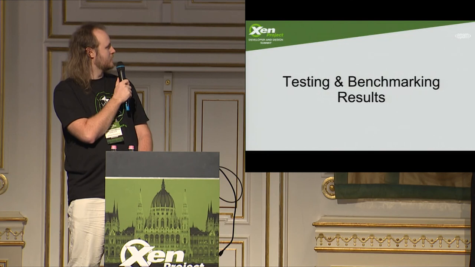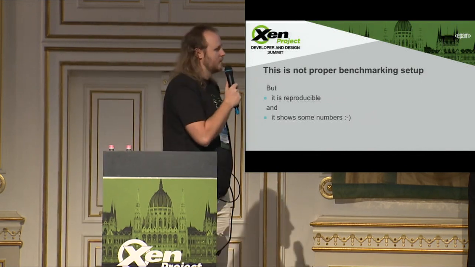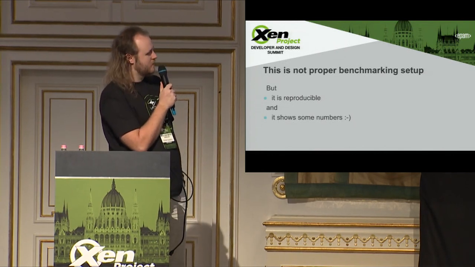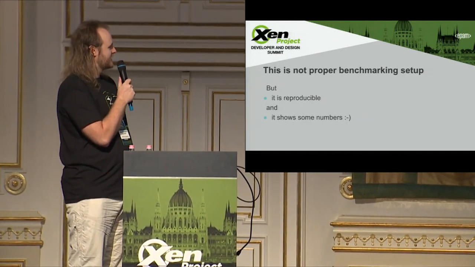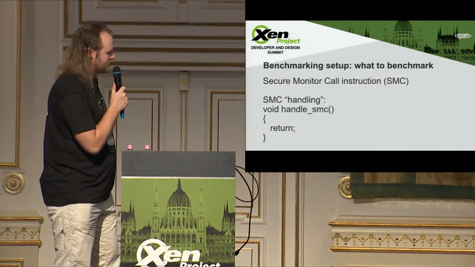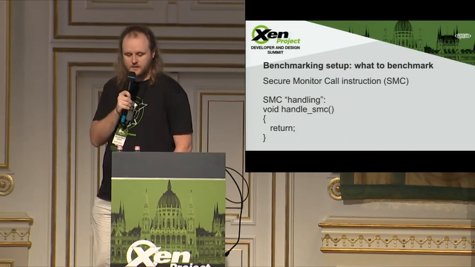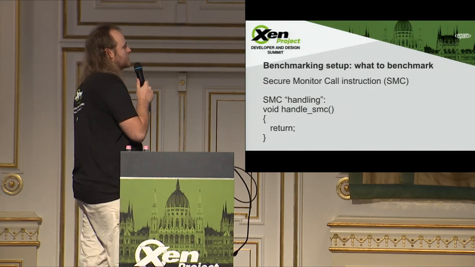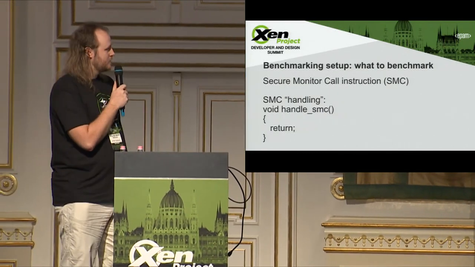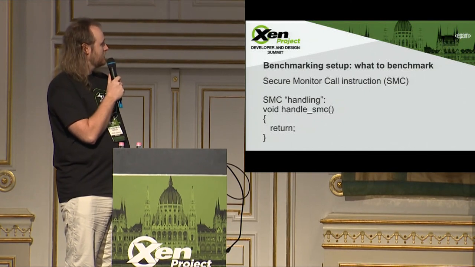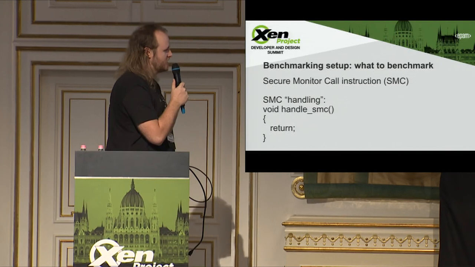Okay, and about testing, I needed some numbers to compare, because I didn't know whether it would be faster or not. So I created a very simple benchmark, which is not the best one, but at least I can compare something. So I needed something to call and something to be trapped by a hypervisor. So I chose the SMC instruction. This instruction switches the CPU into EL3 level, and it can be trapped by a hypervisor. So I created a very simple handler for this instruction, which actually does nothing.